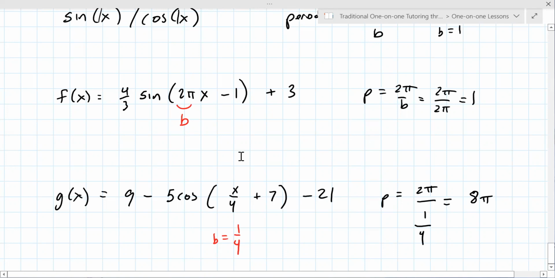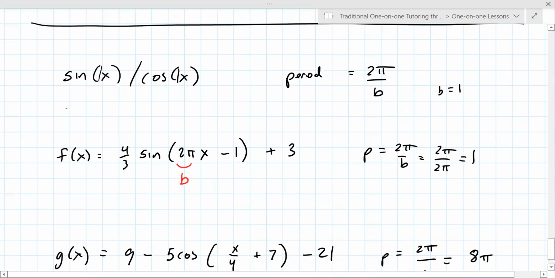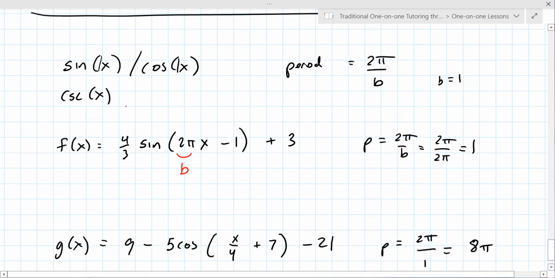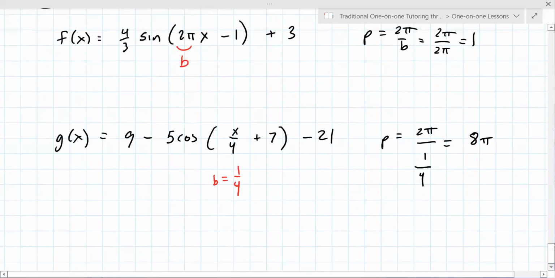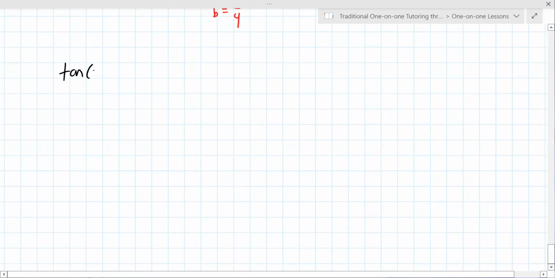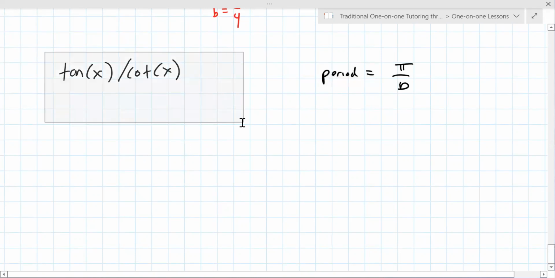Okay. Now in full disclosure, this is because secant, actually let me do it the other way. Cosecant is like sine and secant is like cosine. They share this same property. But which two trig functions did I leave out? Okay, tangent of x and cotangent of x. These have a period of pi divided by b. I didn't invent these things, but that's just the rule. You know, like we're just going to go with it.